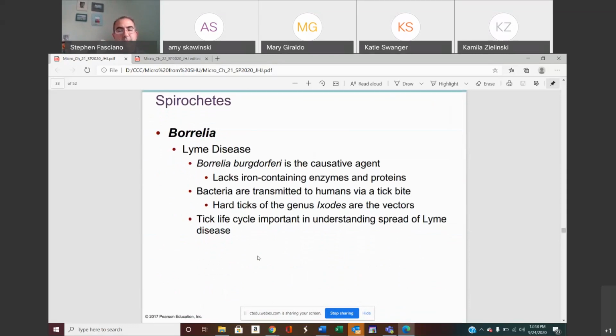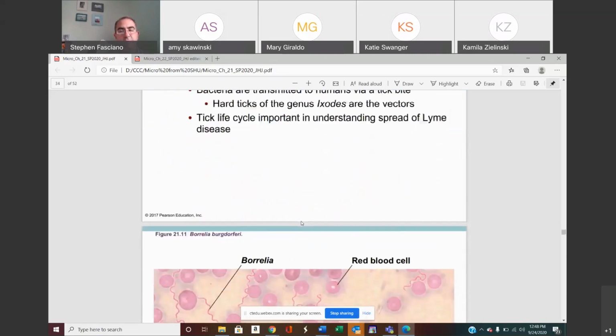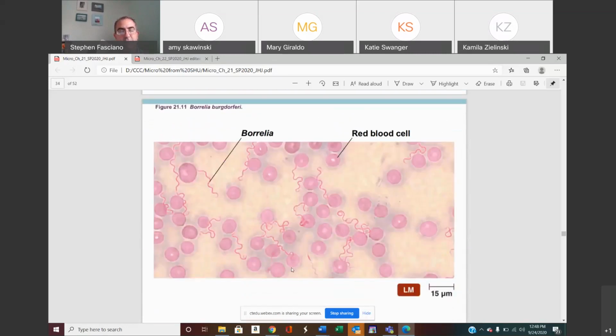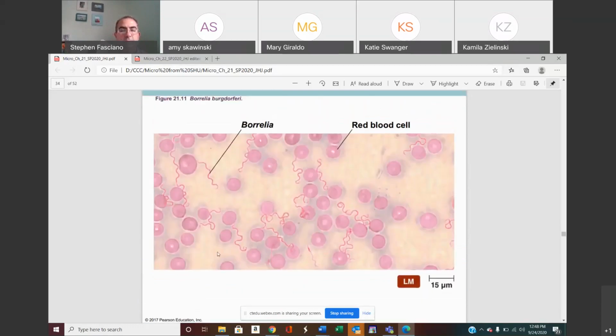So the tick life cycle is important for understanding Lyme disease, and generally the prevention of this is just to try to prevent tick bites, right? So we spray for ticks. We spray ourselves with spray to try to get rid of the ticks. We make sure that we're checking for ticks right after we've been out in the woods, that kind of thing. And you can see that these spirochetes are in between all the red blood cells, right?